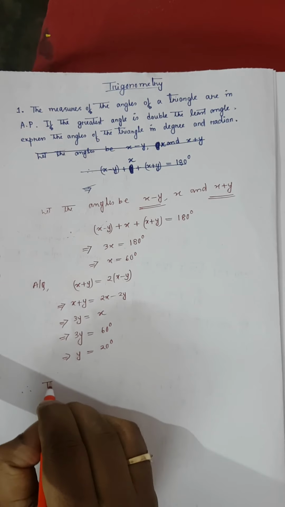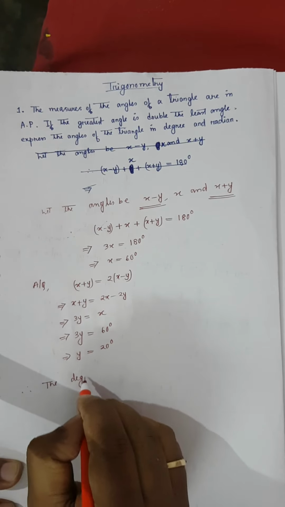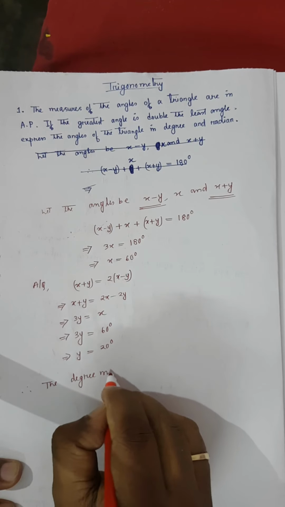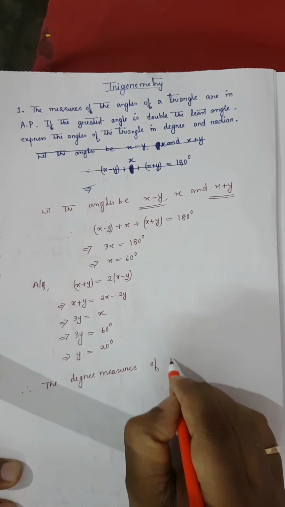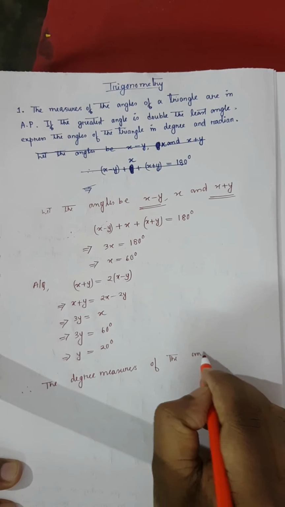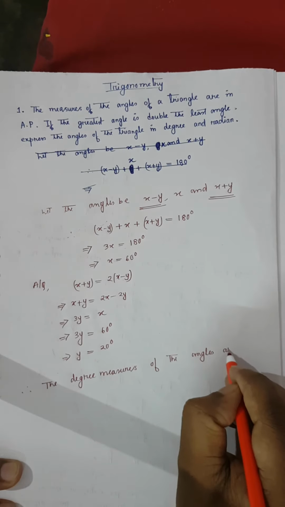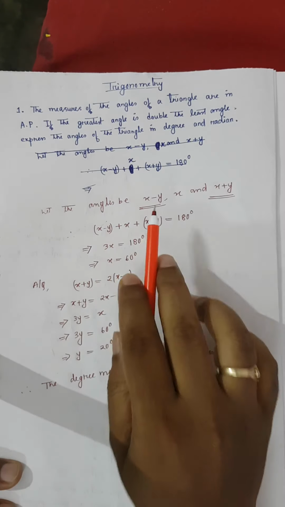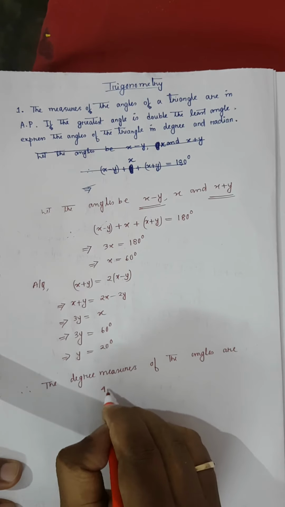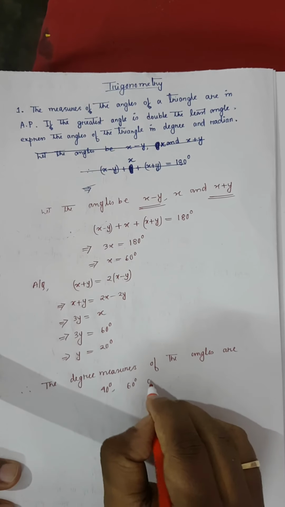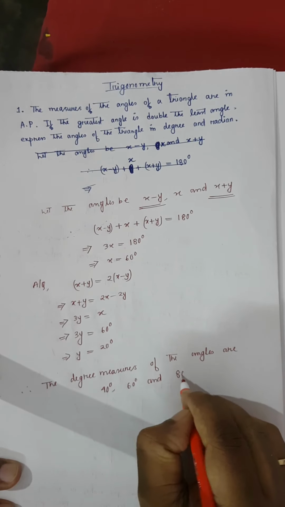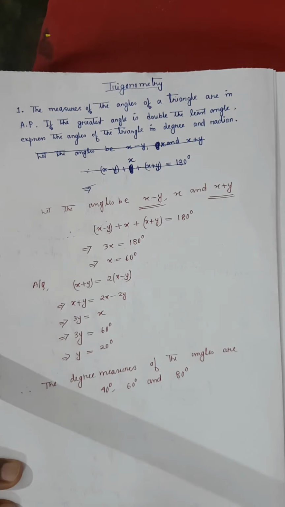Therefore the degree measures of the angles are: first one is 60 minus 20, that is 40 degree. Second one is 60 degree, and third is 80 degree, 60 plus 20. So now I got the angles in degree measures.